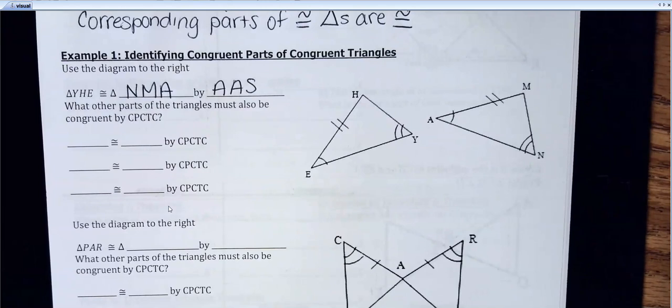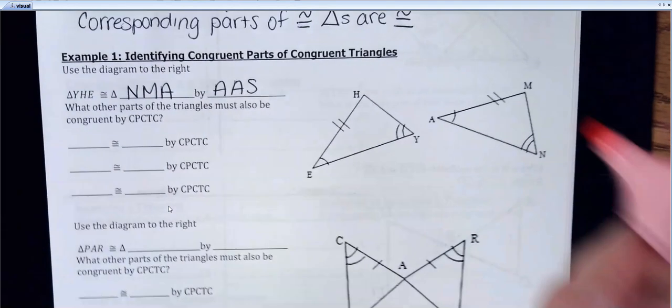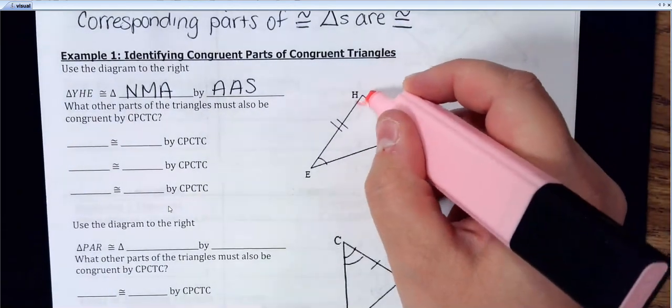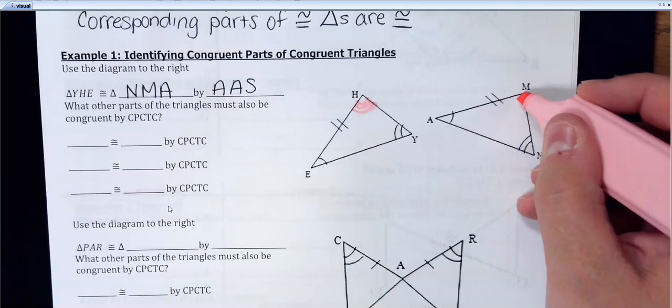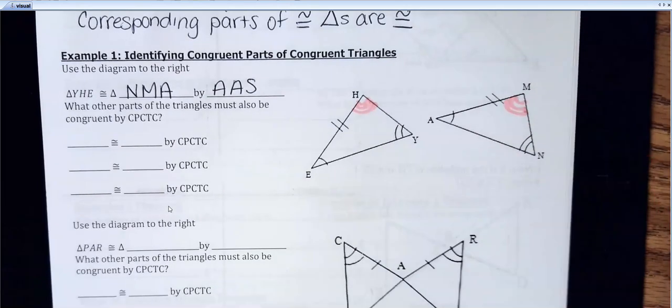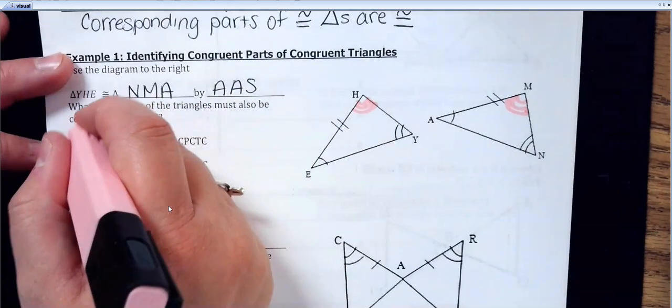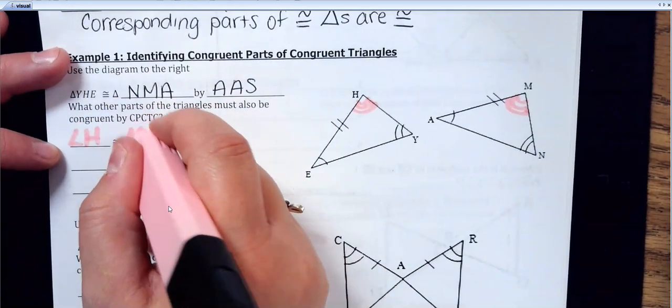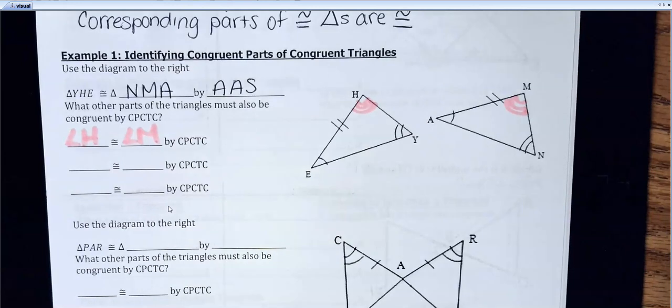What it's going to do is force any other corresponding parts to be congruent to each other as well. Okay, so for example, angle H here corresponds to angle M here. So even though I didn't have that in the initial picture, because I know the triangles are congruent, that forces angle H and angle M to be congruent. And that's just because they're corresponding parts. They're corresponding angles. So if the triangles are congruent, any corresponding parts have to also be congruent.